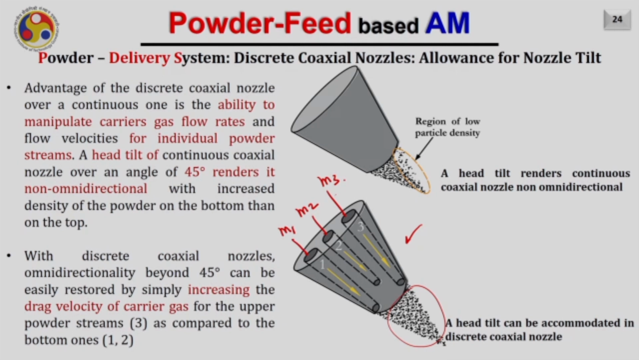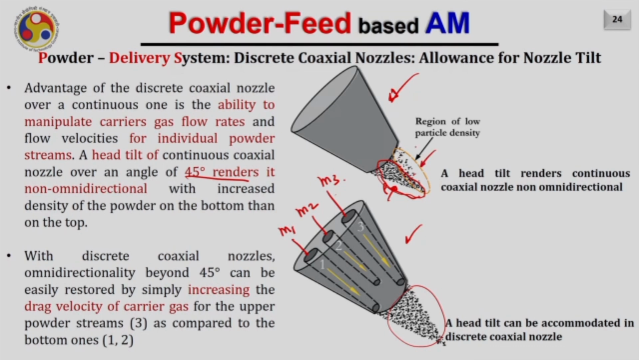So a head tilt of a continuous coaxial nozzle over an angle of, assume, 45 degrees renders it non-omnidirectional, with increased density of powder at the bottom than the top, as you can see in this diagram. So if my nozzle is tilted, the powders under gravity will come down. As a result, you will have more density of powder particles, or more concentration of powder particles, at the bottom than the top region.